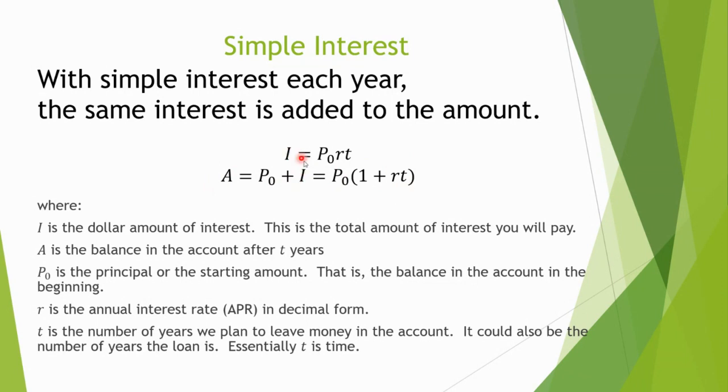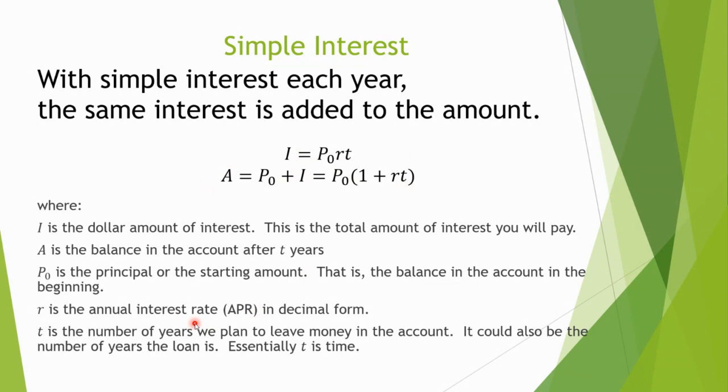All I'm doing here is replacing I with this, then factoring out P sub 0. And again, R is the APR, the annual percentage rate or the annual interest rate in decimal form. Essentially, that's used to calculate how much interest is accumulated each year.